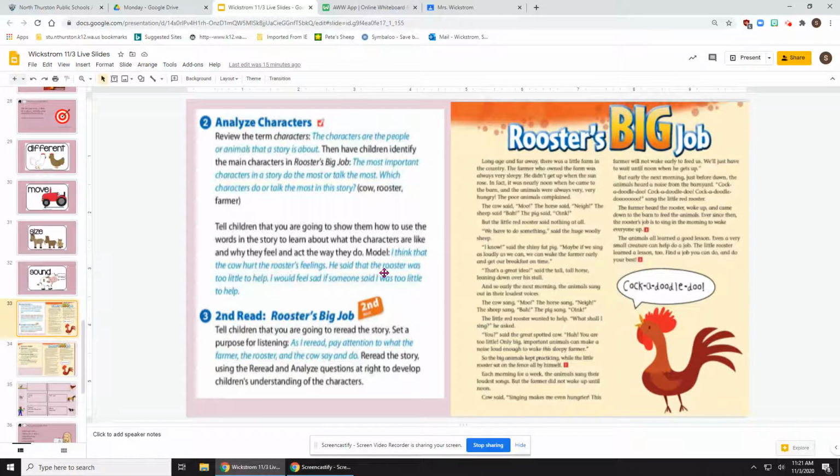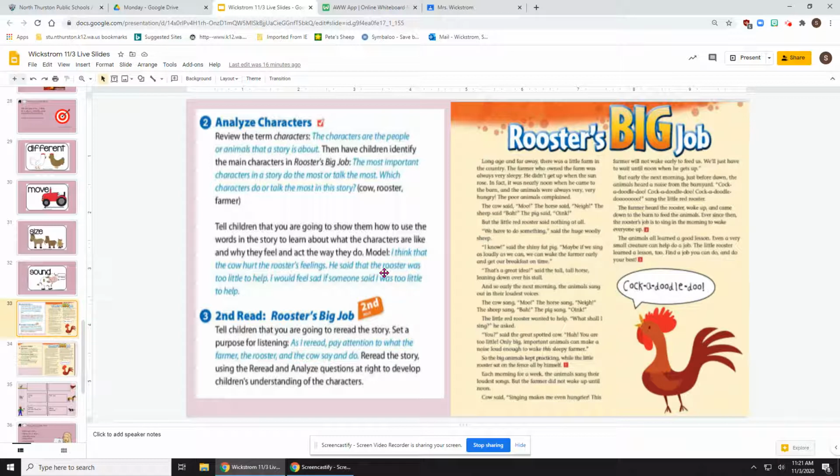Okay, so let's go ahead and talk about these characters. At the beginning of the story, is the rooster happy or sad? And how do you know? Listen as I read this again. So the big animals kept practicing while the little rooster sat on the fence all by himself. So do you think the rooster is happy or sad? And how do you know? Why does he feel the way he does? Pause the video and go ahead and think about that.